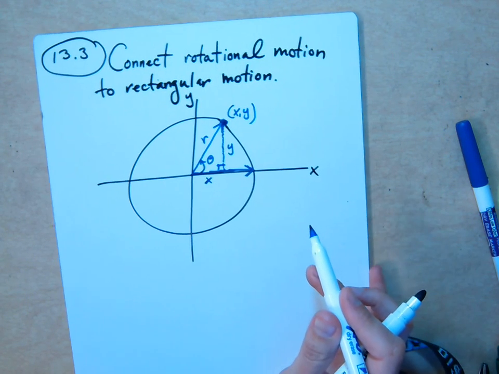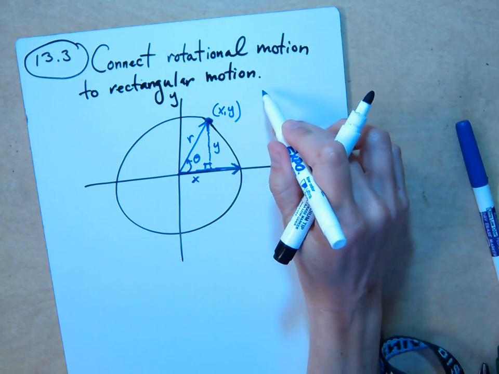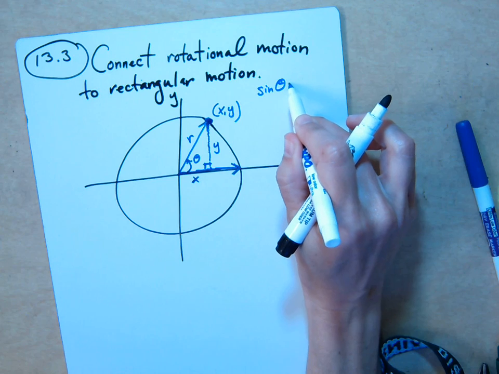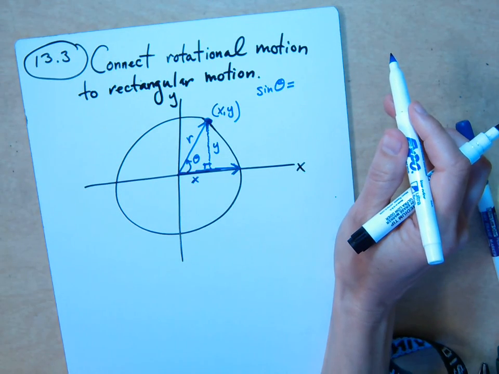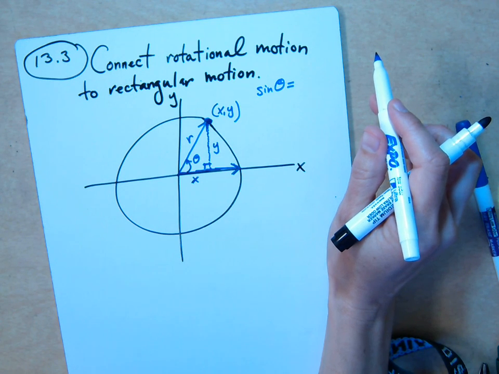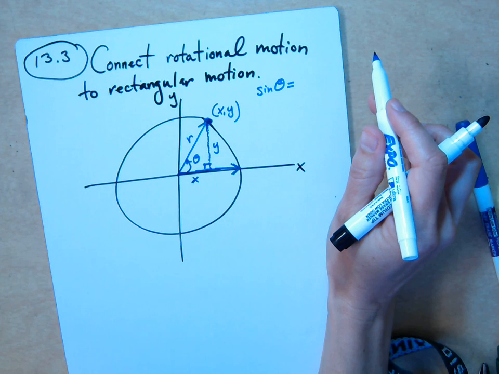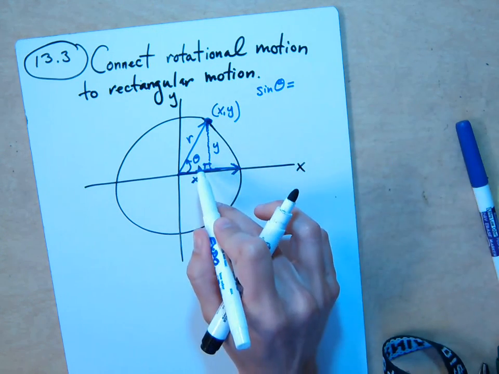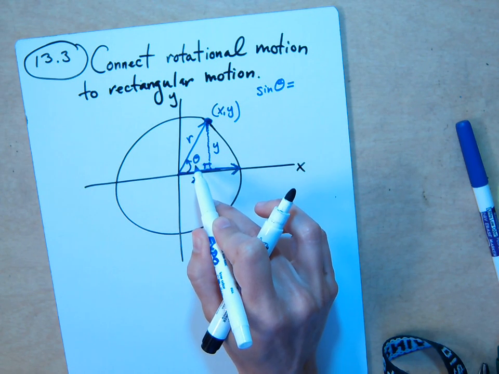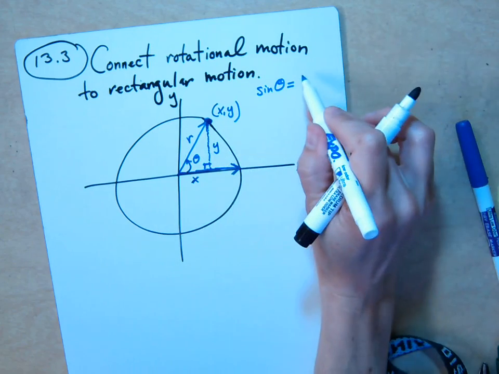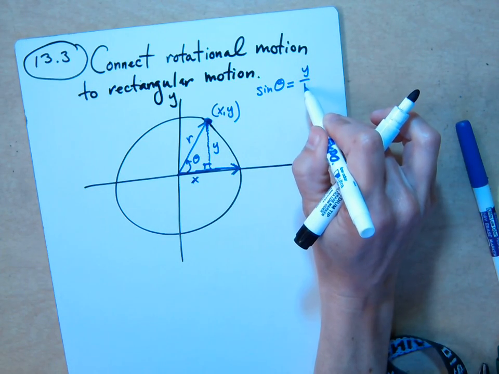So now we're going to define our trig functions. Looking at this picture, the sine of theta equals what over what? SOHCAHTOA: sine is SOH, opposite over hypotenuse. The opposite side is y, the hypotenuse is r. Good, y over r.